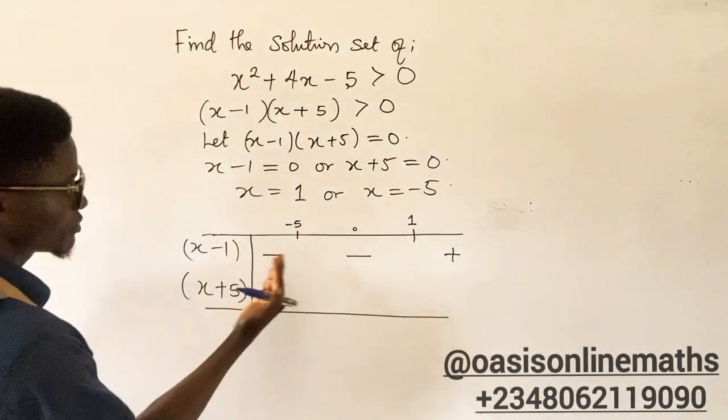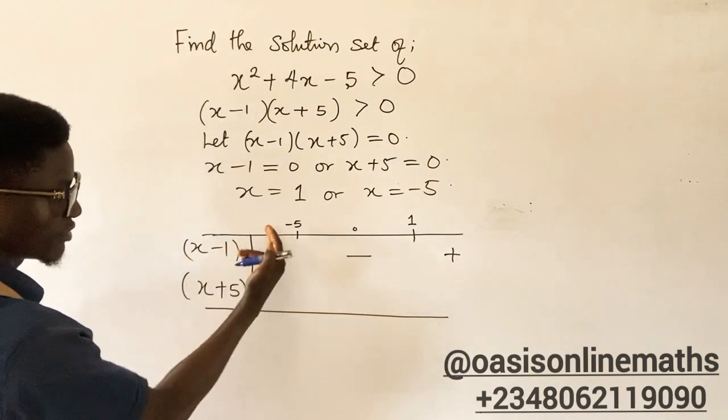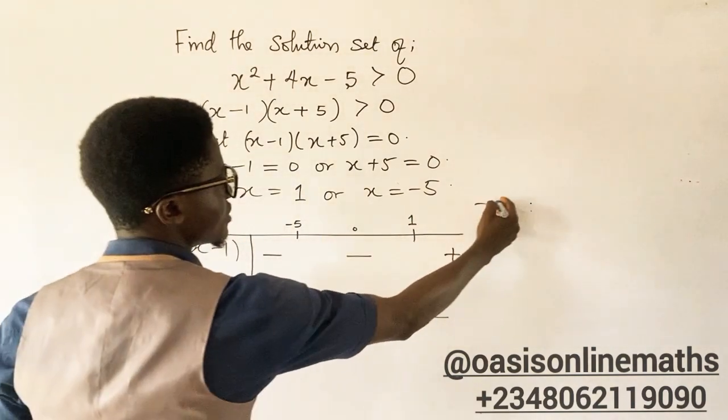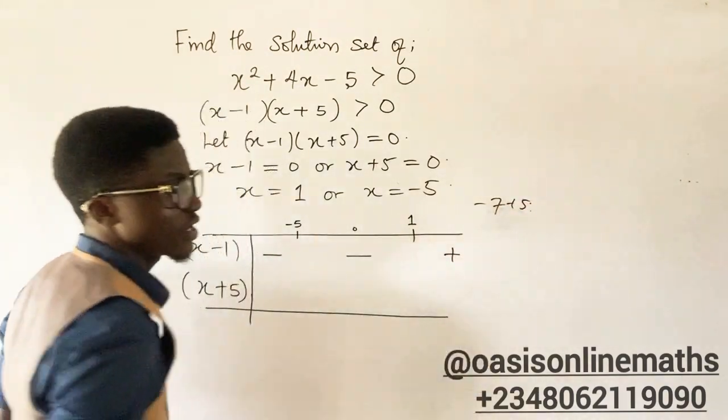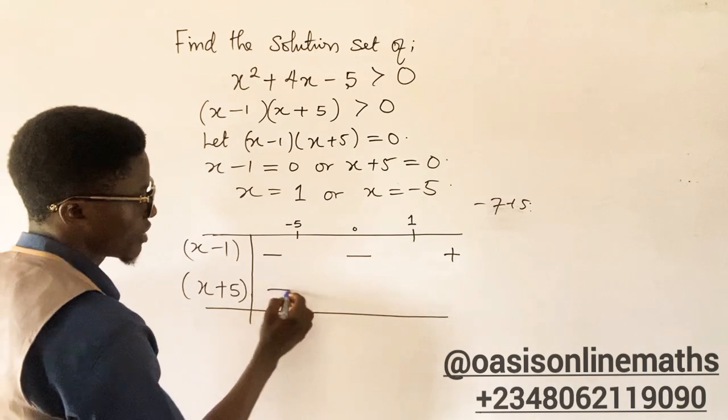Then let's pick any value below this. Let's pick below minus 5. Okay, let's pick minus 7. Minus 7 plus 5 will give you minus 2. So let's put our minus here.